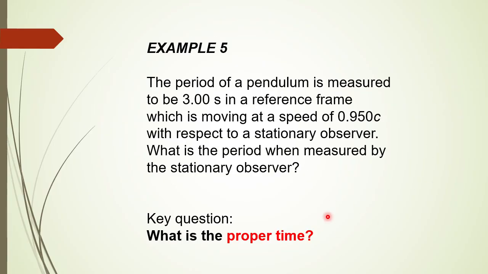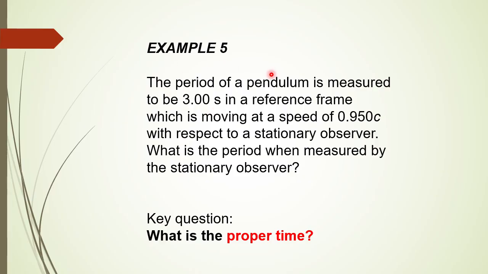So let's practice using this proper time in example 5. We have a pendulum whose period is measured as 3 seconds in a reference frame which is moving at 0.95 the speed of light with respect to a stationary observer. What's the period measured by the stationary observer? So basically, the pendulum is moving, and the pendulum is measured in the moving frame to be 3 seconds. Which one is proper time? The stationary observer or the 3 seconds?